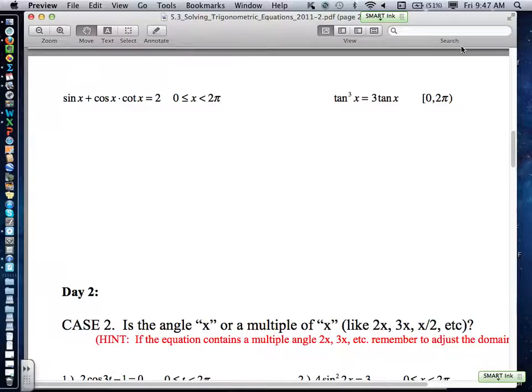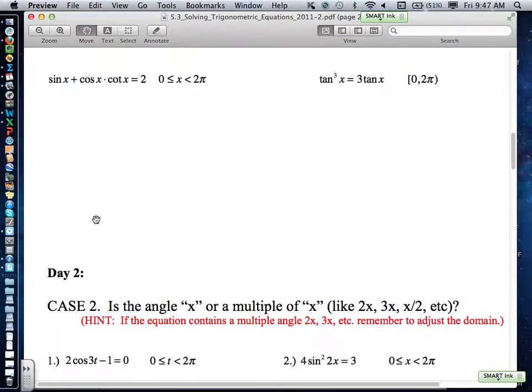Okay? All right, this next problem, if you look at this, everything's kind of different. There are a lot of different trig functions there. So we want to simplify this if we can. This is where all your work with identities comes into play. I would look at this and say, well, this is the same thing as sine x plus cosine x times cosine over sine.